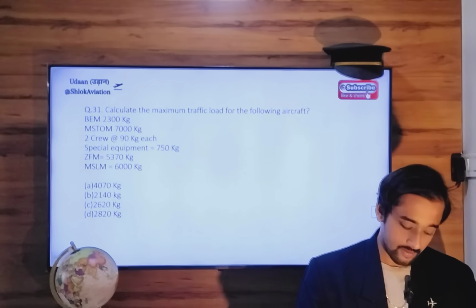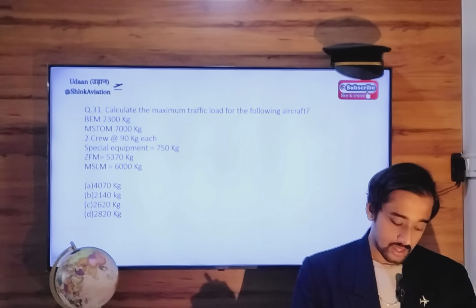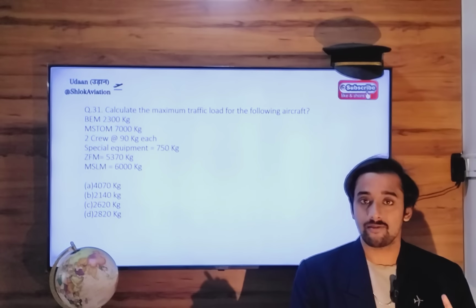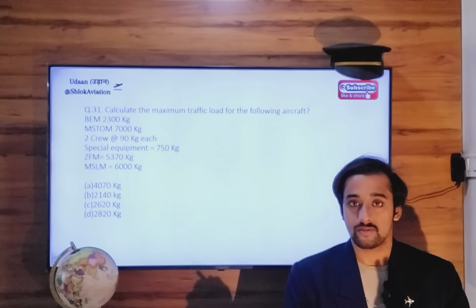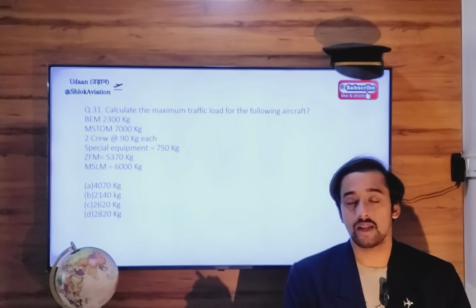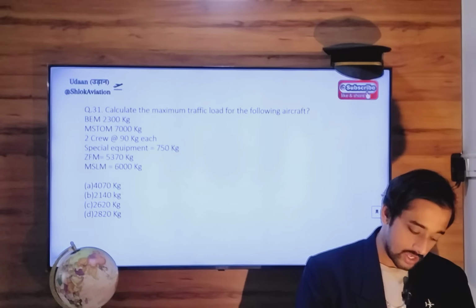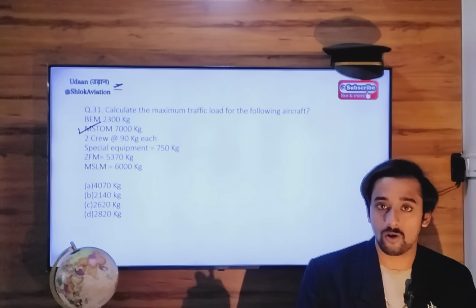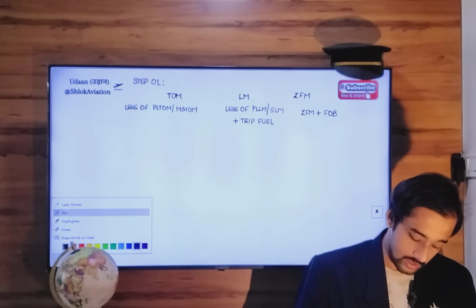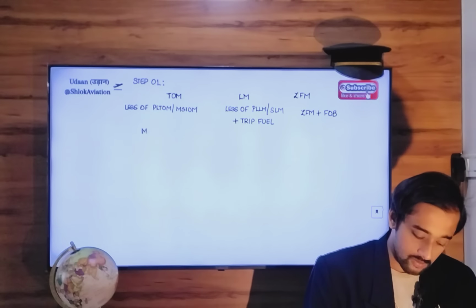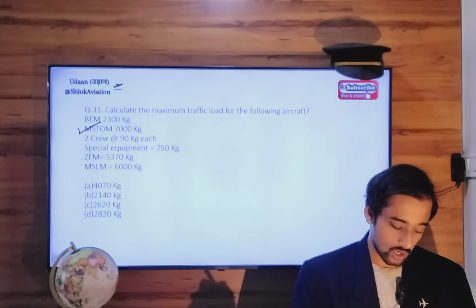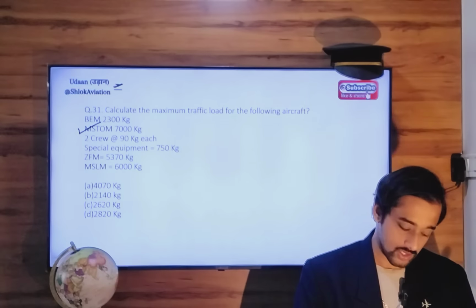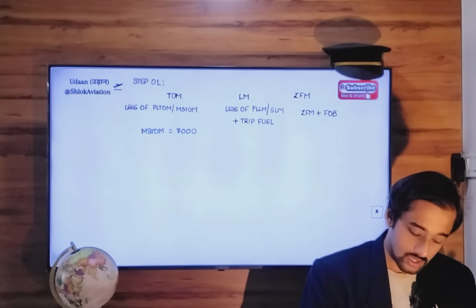So let's start putting the values in the respective columns. In the takeoff mass column, we have to write the lower value. The decision we have to make is between maximum structural takeoff mass and performance limited takeoff mass. Over here, we have been given only maximum structural takeoff mass, so we will write that only. Maximum structural takeoff mass is given to you as 7000 kg. Next, in the landing mass column, you are going to write the value for landing mass, which is 6000 kg.